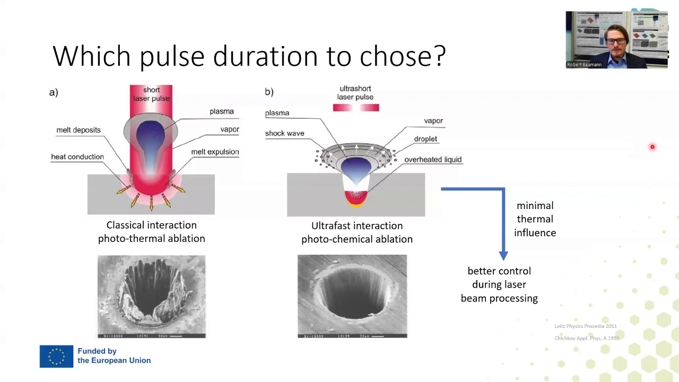So what is the difference between each pulse duration? For example, on the left-hand side in picture number 8, this shows the classic photothermal ablation interaction. We have a short pulse laser system that gets absorbed in our material, and here we have some melt generated as well as some vapor, and the vapor pushes out the melt through recoil pressure and leaves those melt deposits at the edge of our hole, which you can see in the SEM image down below as well.